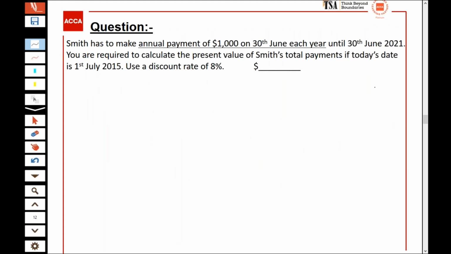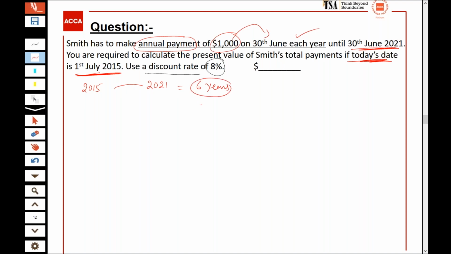Let's now proceed for the next thing. This is something very important to note. Use a discount rate of 8%. See what had been written here. Smith has to make annual payment of $1,000 on 30th June each year until 30th June 2021. Today's date is 1st July 2015. That means count the years, 2015 till 2021. How many years? 6 years, 8%, and $1,000 in annuity.